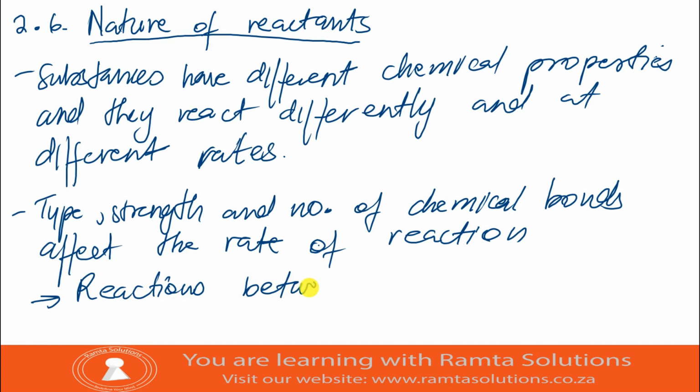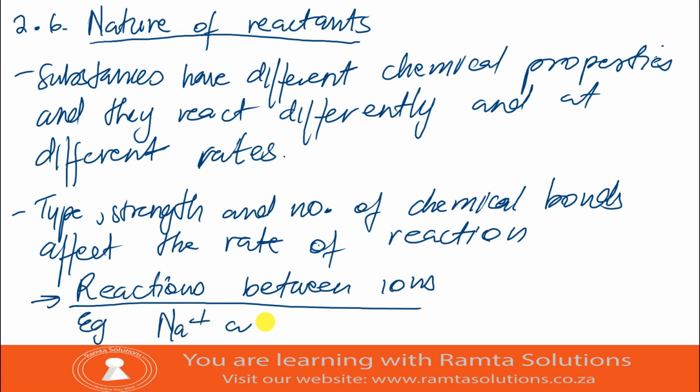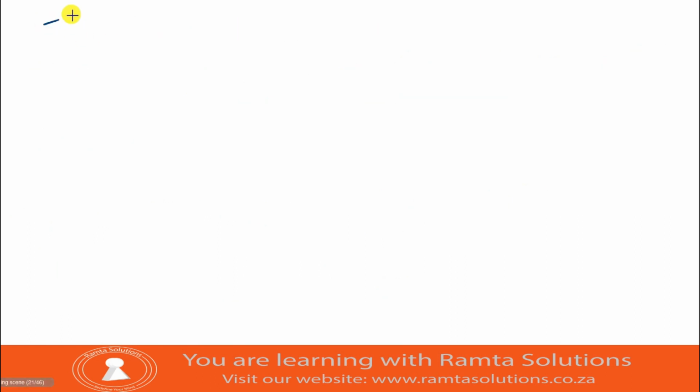Reactions between ions, for example sodium chloride, chloride ions and sodium ions. These reactions will be spontaneous. By saying they are spontaneous, that also means they happen faster.